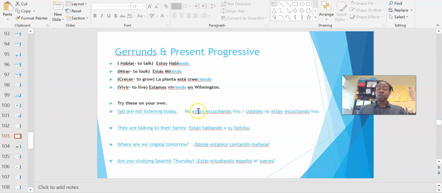So either you're going to use vosotros and say estáis, or ustedes no están, and we want the verb escuchando. Well, I should say el gerundio escuchando hoy. No estáis escuchando hoy. They are talking to their family. Están hablando a su familia. Notice that we choose the they or ellos form of están. We have hablar as hablando, just like up here.